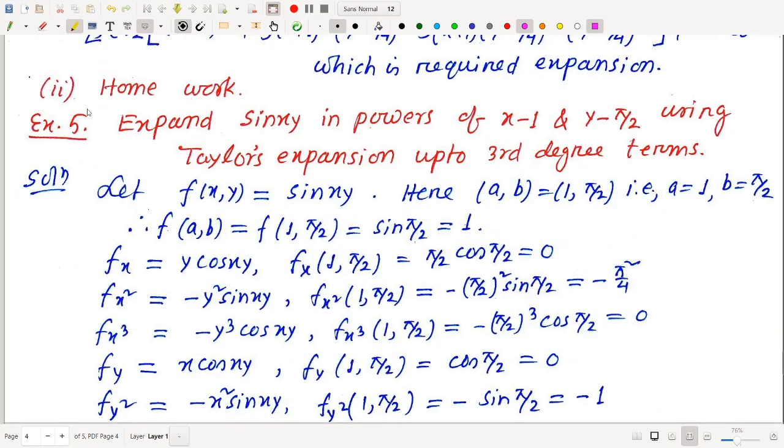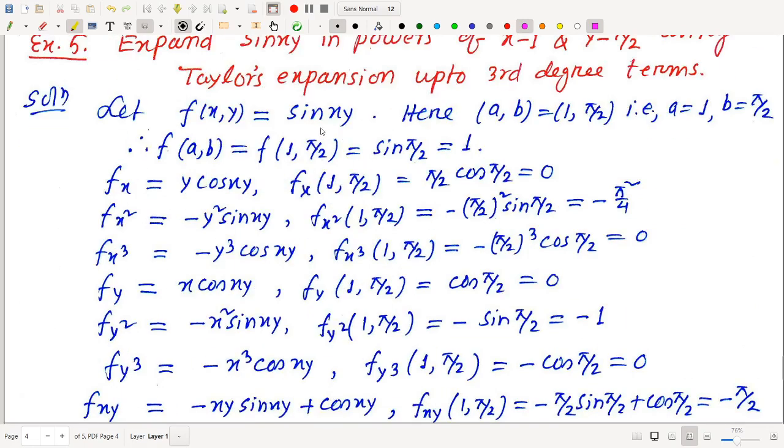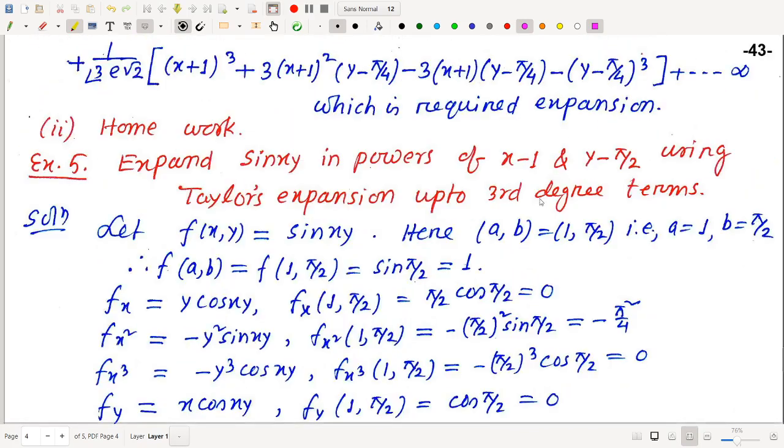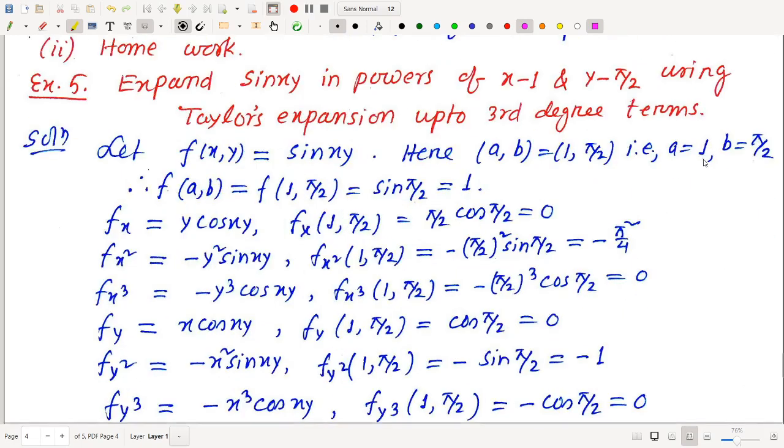What is that? Expand sin xy in powers of x minus 1 and y minus pi by 2 using Taylor's expansion up to third degree terms. Here the function is sin xy and the point (a, b) is (1, pi by 2). We have to expand in powers of x minus 1 and y minus pi by 2, meaning x minus a and y minus b as in the theory. So a is 1, b is pi by 2, meaning all the derivatives and the value of the function at (1, pi by 2) we shall calculate.